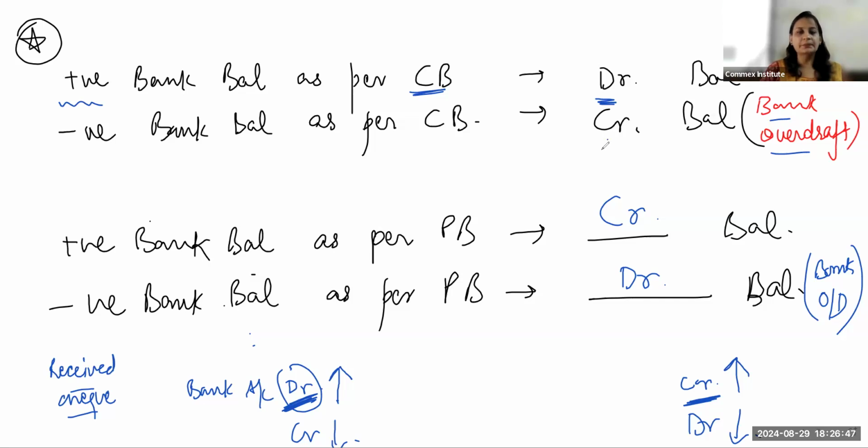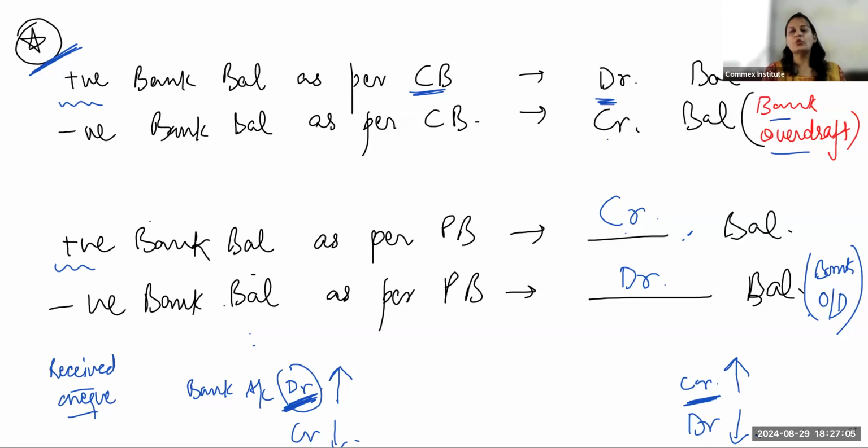Okay Suparnika. Yes, ma'am. And similarly, it is just the opposite for the passbook. So if it is a positive balance, it will be a credit balance. If it is a negative balance, it will be a debit balance as per the bank statement. So this will be our beginning point, bachcho. This sheet is very important.